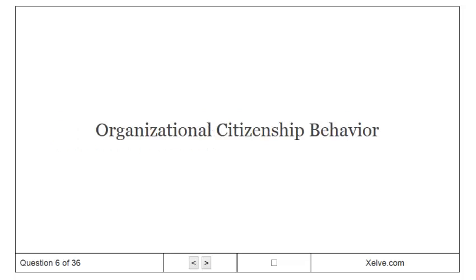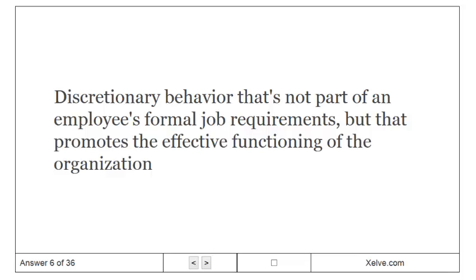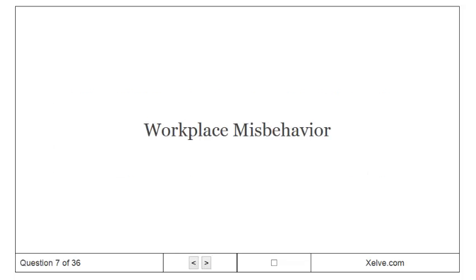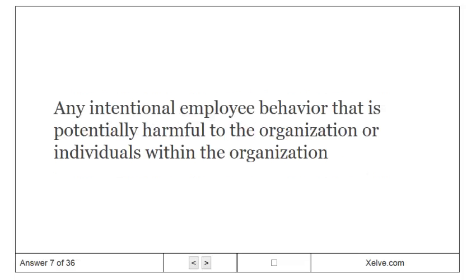Organizational citizenship behavior. Discretionary behavior that's not part of an employee's formal job requirements, but that promotes the effective functioning of the organization. Workplace misbehavior. Any intentional employee behavior that is potentially harmful to the organization or individuals within the organization.